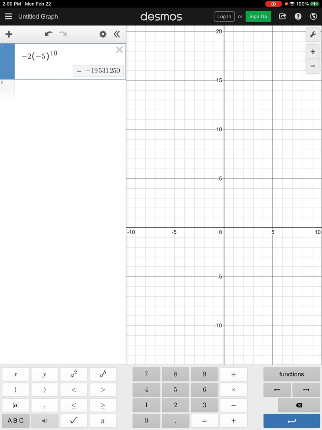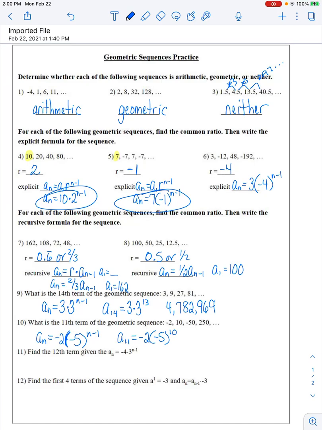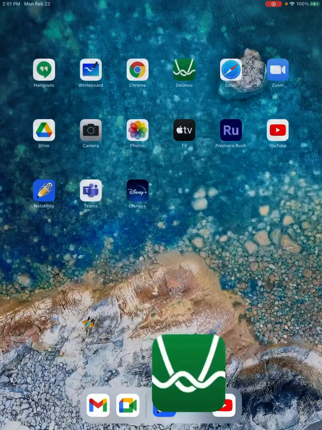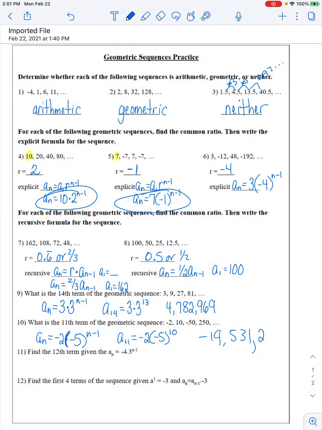So be careful. If you're raising a negative number to a power, put that negative number, it's called the base, in parentheses. So -19,531,250. So the 11th term in this sequence is -19,531,250.